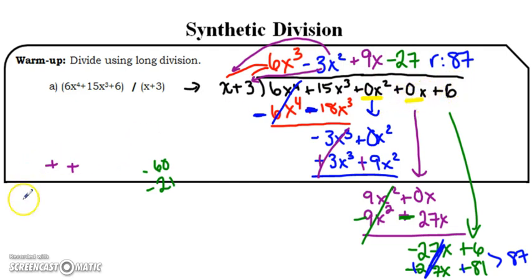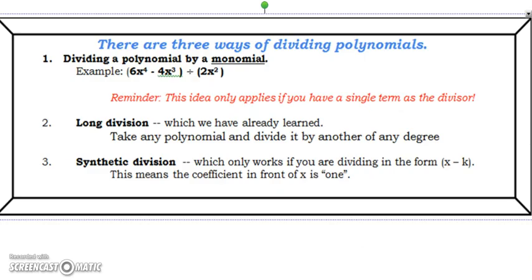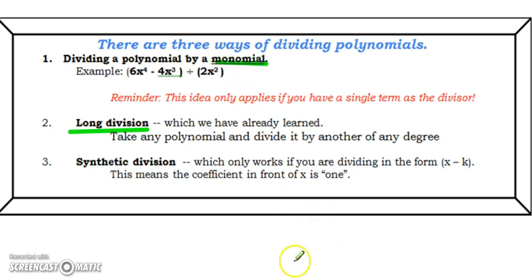All right? Okay, so next thing that we need to work on is our topic for today. So far I have taught you some division of the long variety. That's this right here. Remember, that's where you take any polynomial and divide it by another of any degree that's less, okay? Something that you've done, you probably just didn't realize you did it, is dividing by a monomial.